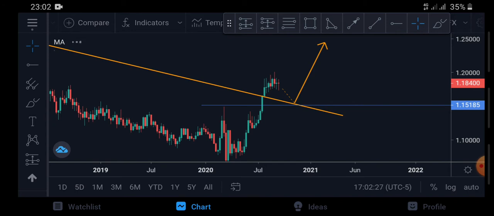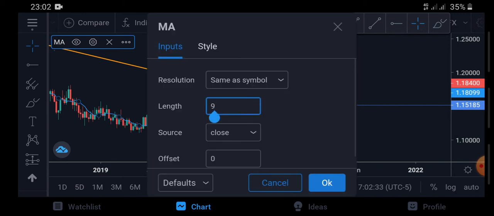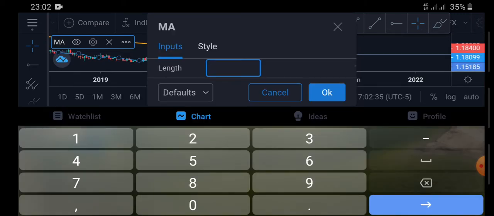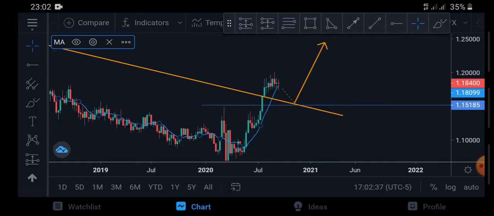I don't know what moving average to throw on there. This is the 9-period moving average. Let's throw in the 50 period.